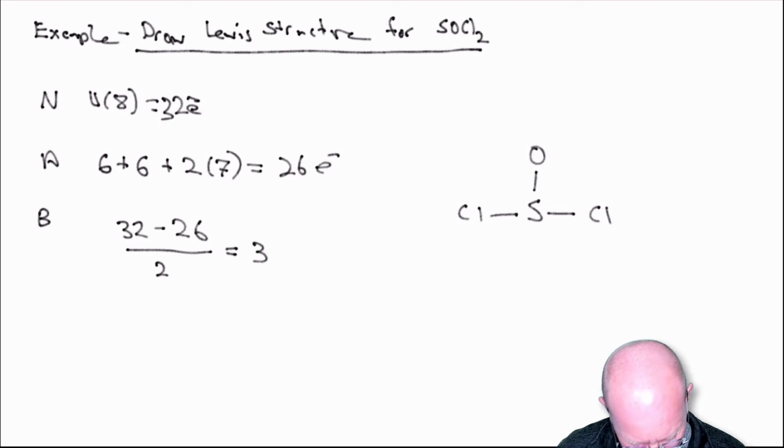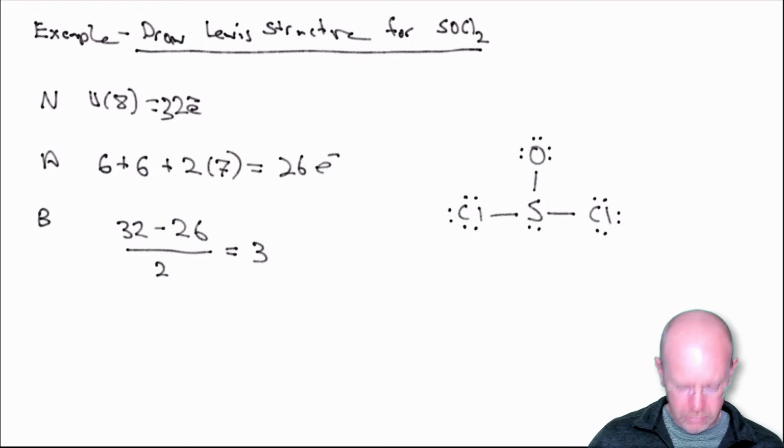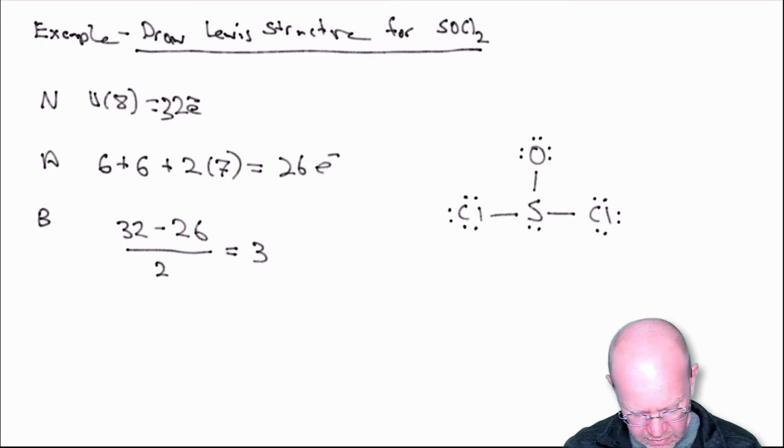So I've got 6 total represented. There's 7, 8, 9, 10, 11, 12, 13, 14, 15, 16, 17, 18, 19, 20, 21, 22, 23, 24, 25, and 26. So now that I've got all the electrons placed, I'm just going to check to make sure everything has an octet of electrons.